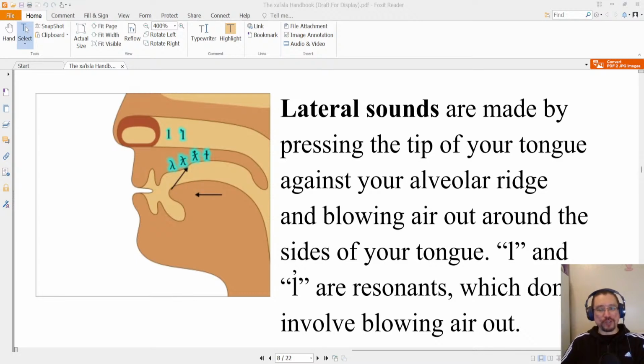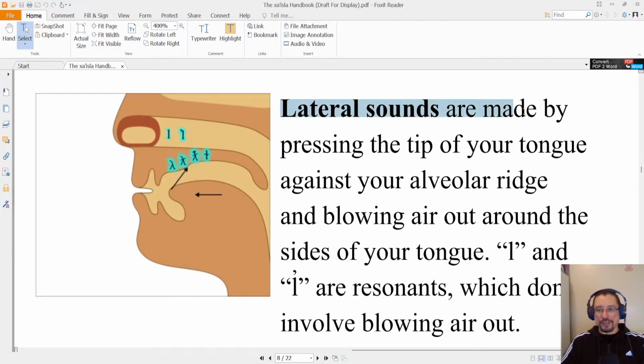Welcome to the xa'isla Handbook Part 6. In this video, we're going to be talking about my personal favorite group of consonants, and these are what we call lateral sounds.